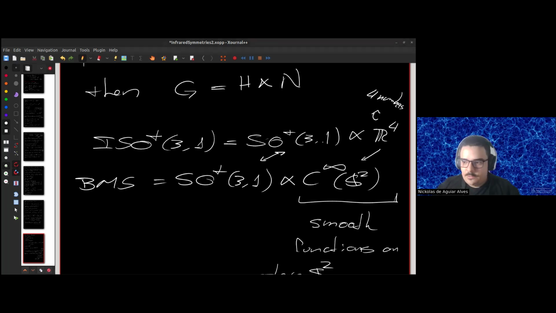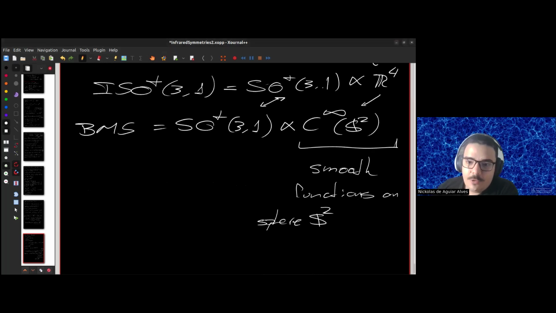So you only need 4 numbers for a translation in 4 dimensions. But now, when you go to the BMS group, you generalize the translations to this thing here, which is a whole function on the sphere. And since the sphere has infinitely many points, you're actually given infinitely many numbers, and thus this time what you get is an infinite dimensional group.